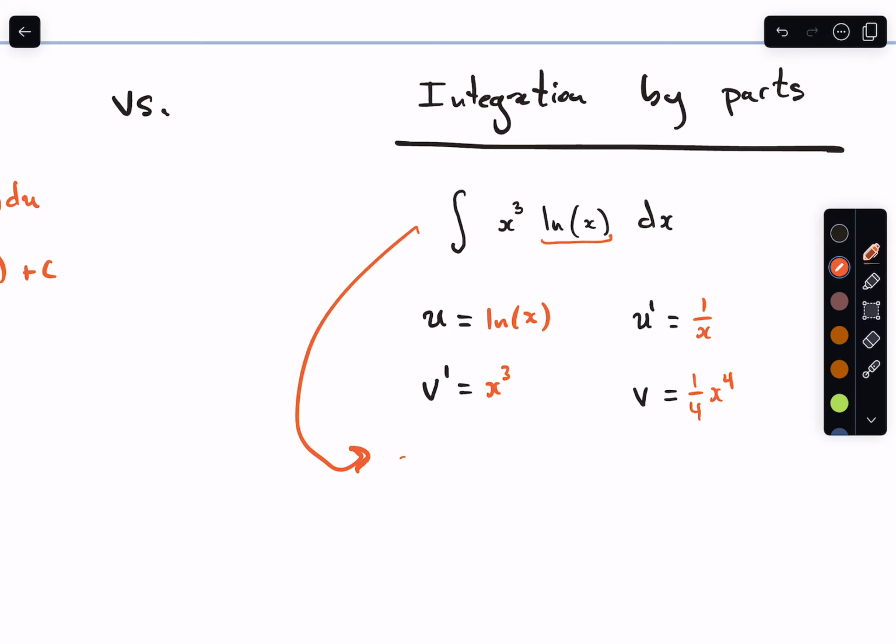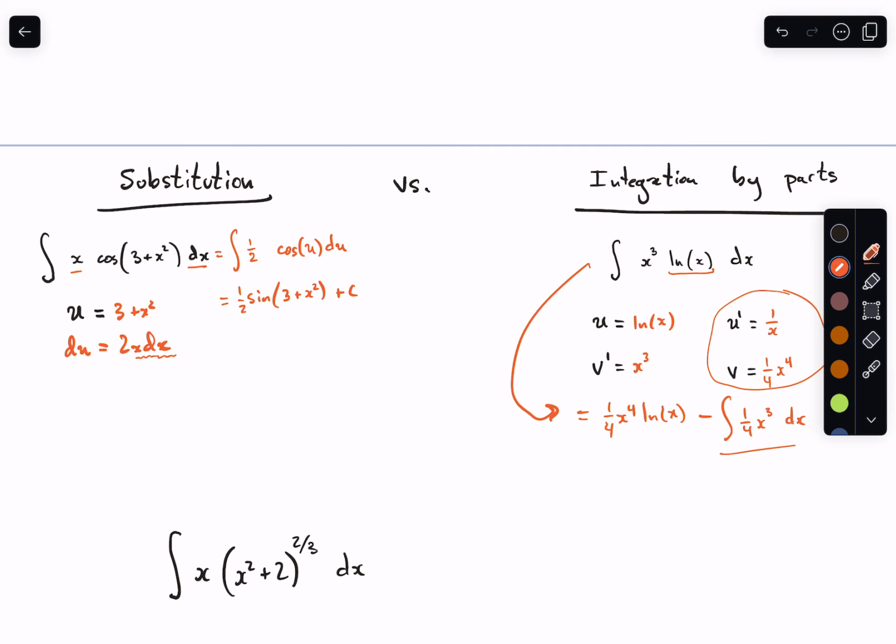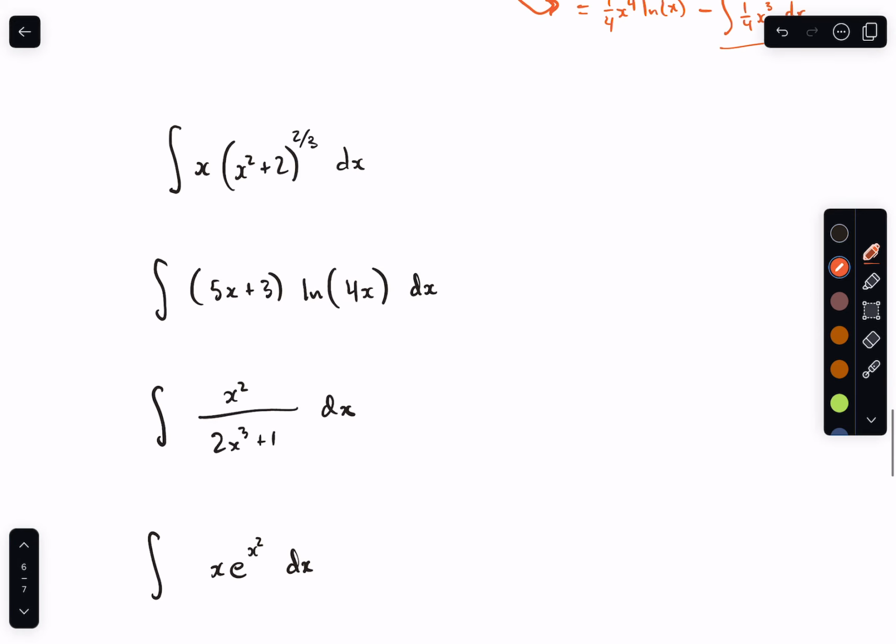So this integral we then write as u times v, so 1/4 x to the 4th natural log x, and then minus the integral of v u prime, so that would be 1/4 x to the 3rd power, and that's now an easy integral. Okay, so those are two good strategies for integrals. How do you decide which one to do?